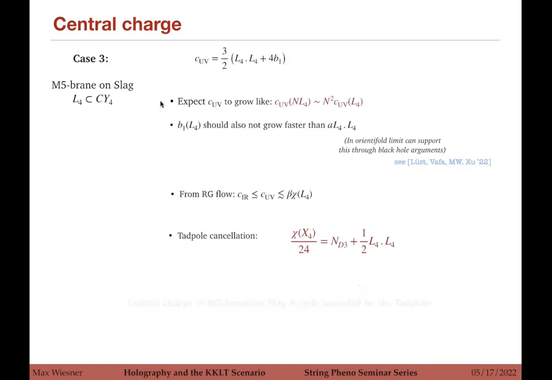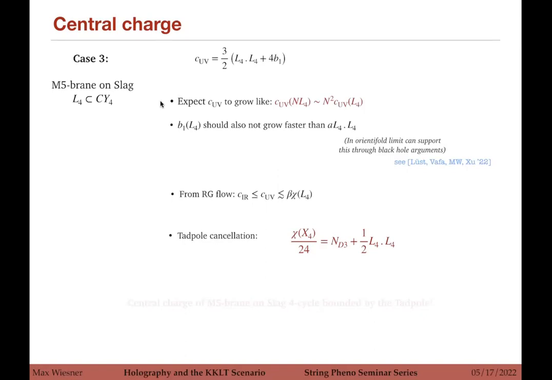So we expect that C_UV should grow like n squared, especially if we rescale L4 to n times L4, which means that if we have n copies of L4, then separate the n copies, they should intersect precisely at L4 points, which should give a universal contribution to the central charge. Also, B1 should not grow faster than some universal constant times L4 times L4, which one can support in the orientifold limit, which we then lift to type IIB through black hole arguments. For details, see our paper.